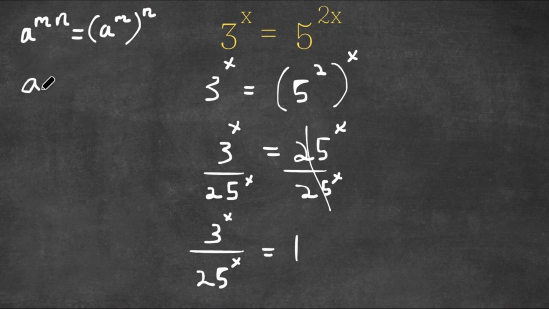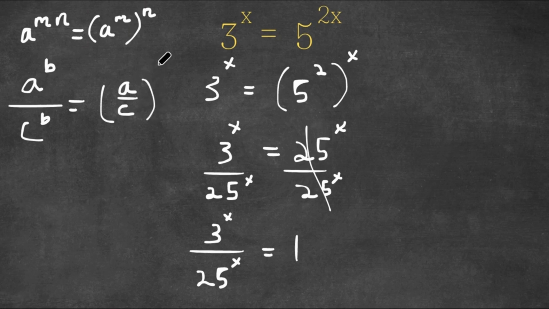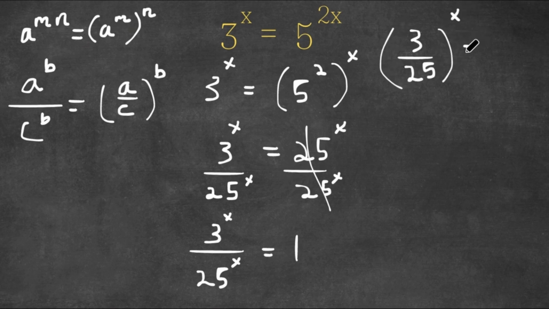Now, if we have something in the form a to the power of b over c to the power of b, this can actually be written as a over c, to the power of b. So we have 3 to the power of x over 25 to the power of x, and this can be written as 3 over 25, to the power of x, is equal to 1. However, I'm going to rewrite 1 as 3 over 25 to the power of 0.